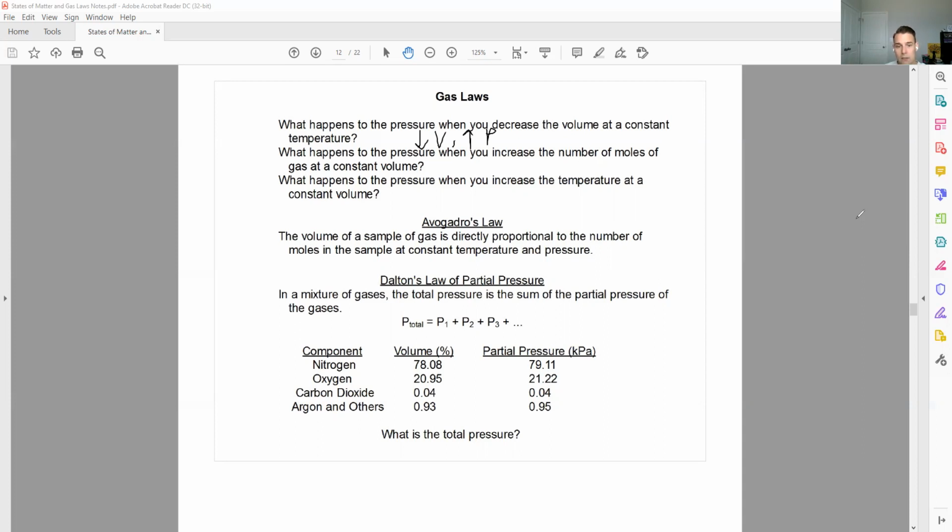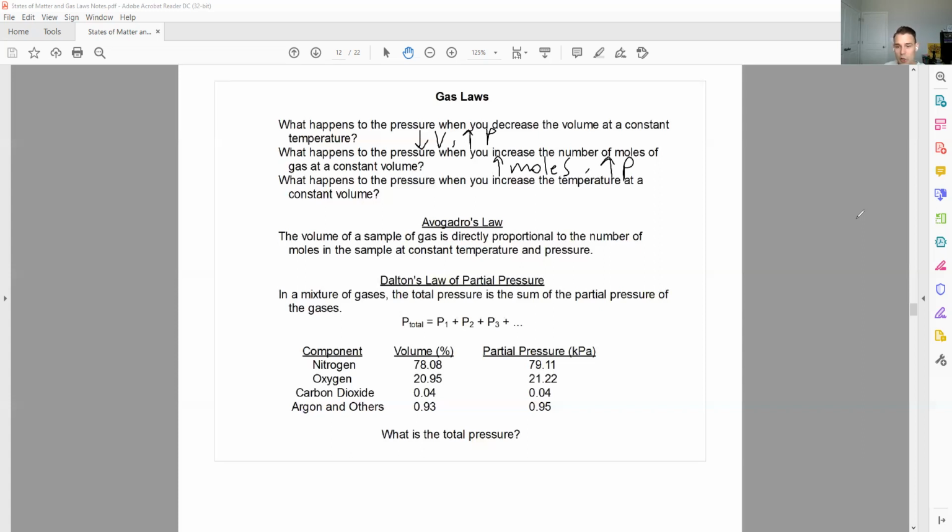Okay, let's look at the next one. What happens to the pressure when you increase the number of moles of a gas at a constant volume? So I've got a container that has gas in it. I add to the container without changing the size. I'm going to increase the pressure because now there are more things in there to increase the number of collisions. So if I increase the number of moles, I'm going to increase the pressure.